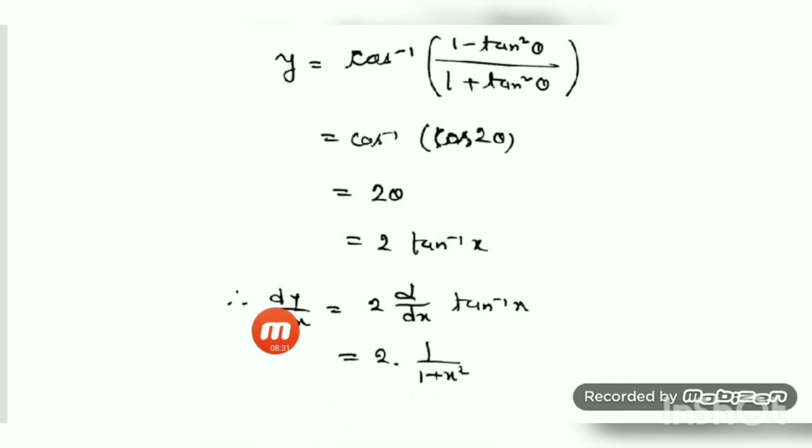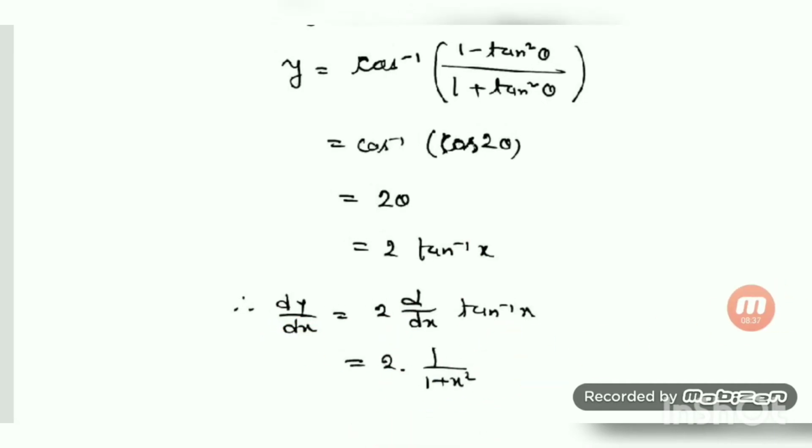Then this result will convert to d/dx, to take derivative, d/dx of 2 tan inverse of x, which is 2 by 1 plus x squared. Okay.